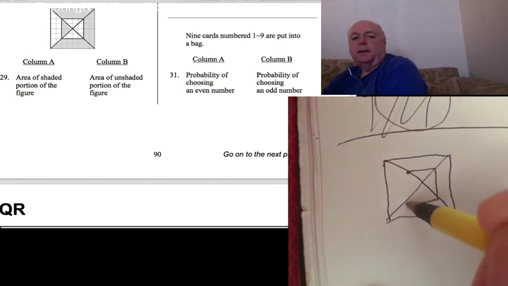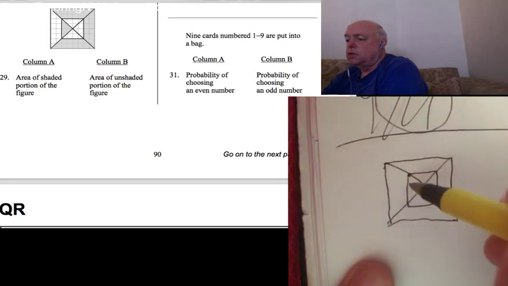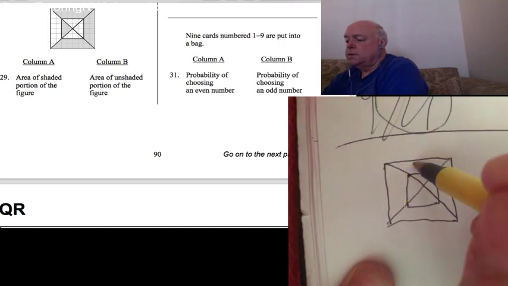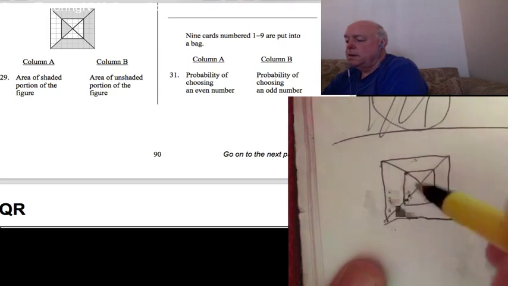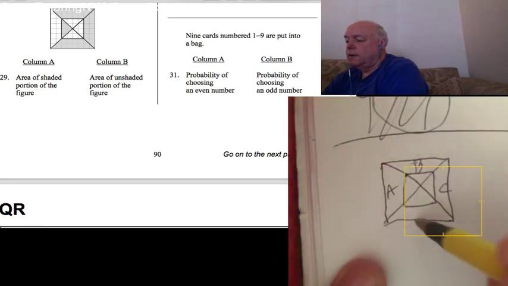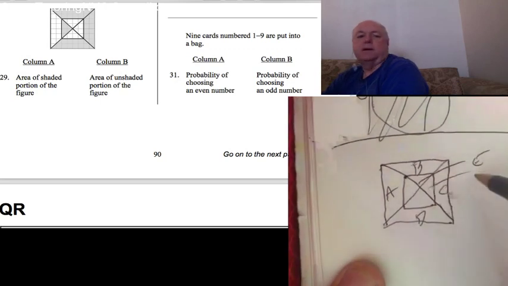Okay. And here's what I'm going to do so we can talk about it. I'm going to make this A, B, C, D. And we have E, F, G, and H. Probably should have drawn this a little bigger.